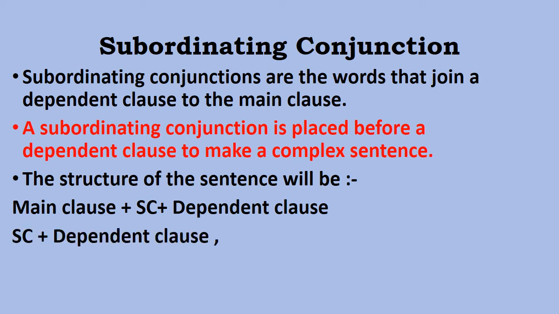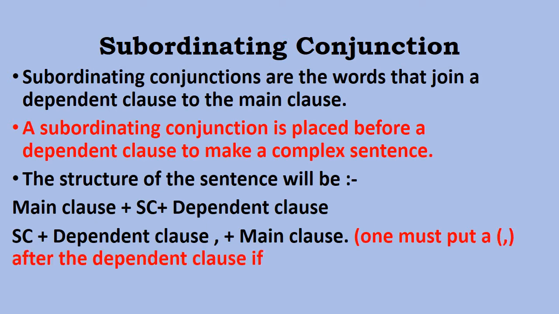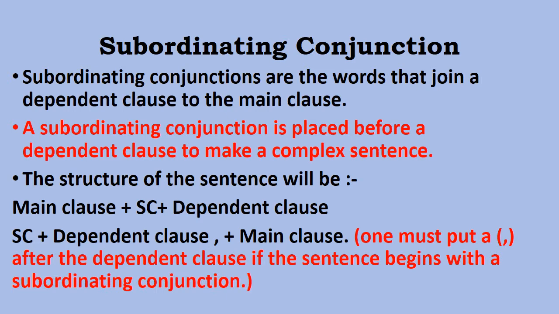And the other structure is subordinating conjunction plus dependent clause, then put a comma and then the main clause. You have to put a comma after the dependent clause if you are starting your sentence with a subordinating conjunction.